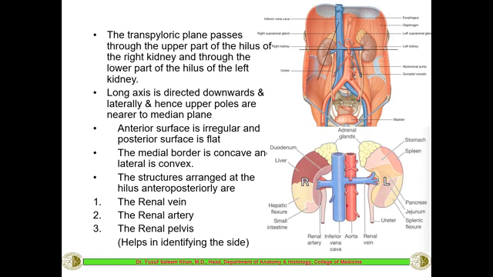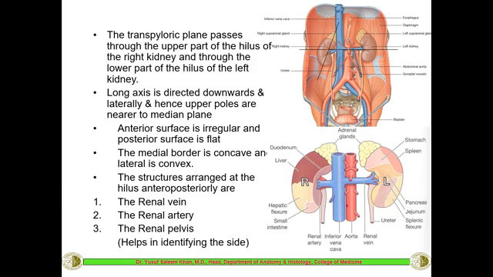And the fourth identifying feature will be the surfaces. The anterior surface, as I said before, will be much more irregular, and the posterior surface will be much smoother. So try to put the smooth posterior surface on the posterior side. The posterior surface is the surface on which the kidney lies on the posterior abdominal wall. With these features you can easily identify whether this is the right kidney or the left kidney.